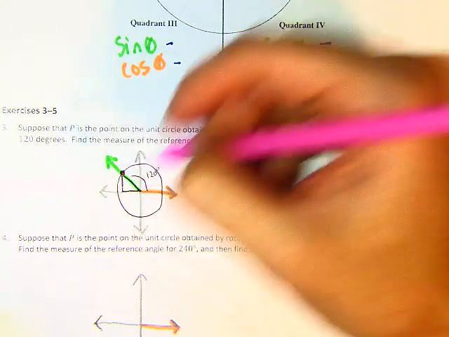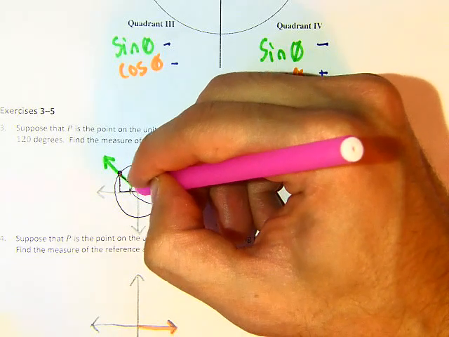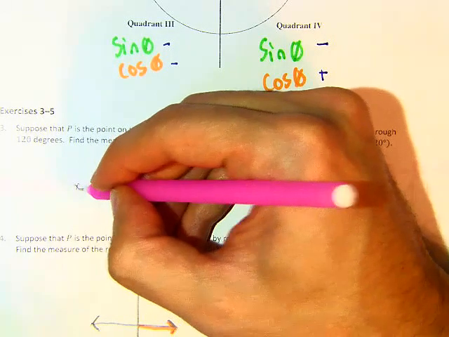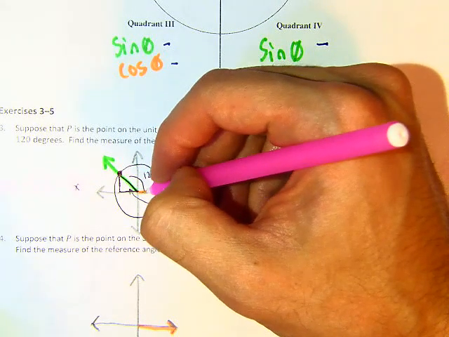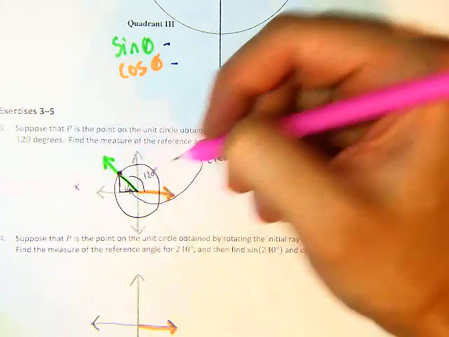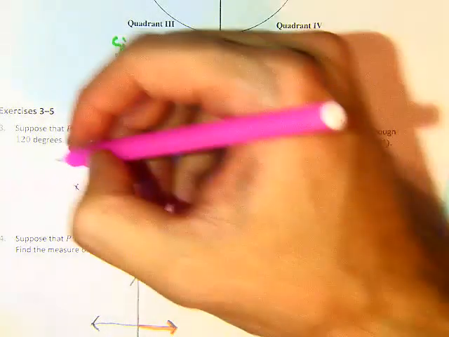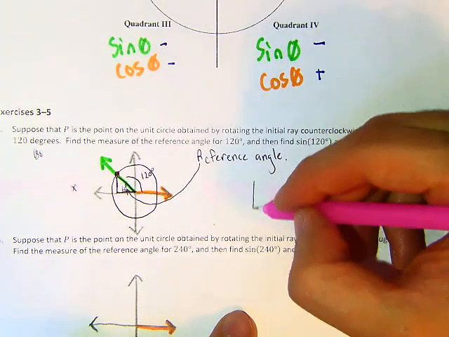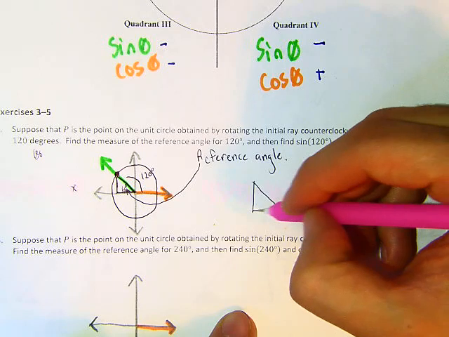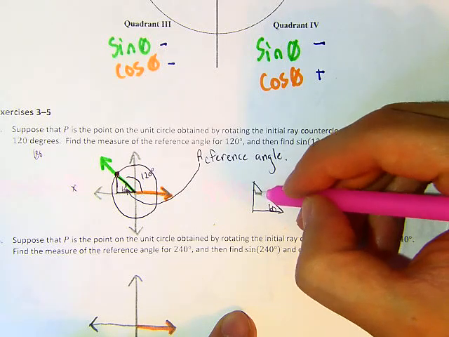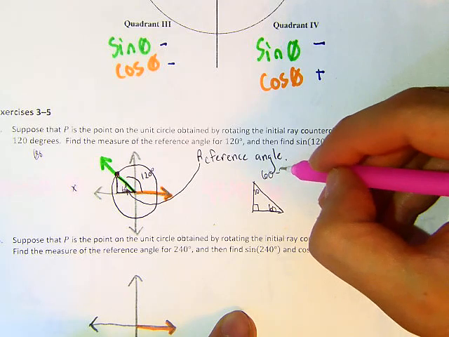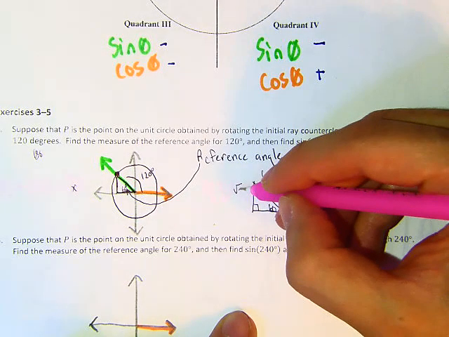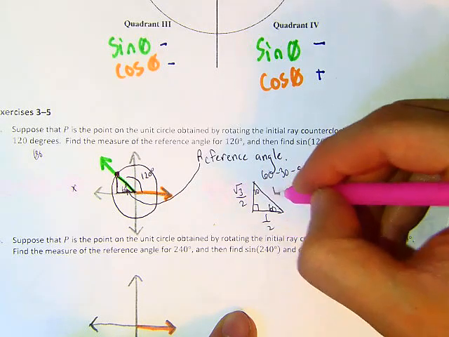Now the question is, what's the reference angle? What's this angle over here? The angle between the terminal ray and the x-axis. If this is 120 degrees, then this has to be 60 degrees because it has to equal 180 degrees with the straight line. So if this is 60 degrees, then which triangle are we going to use? We're going to use the 60, 30, 90 triangle. And if you look at the board, this should be square root of 3 over 2, this should be a half, and this should be 1.